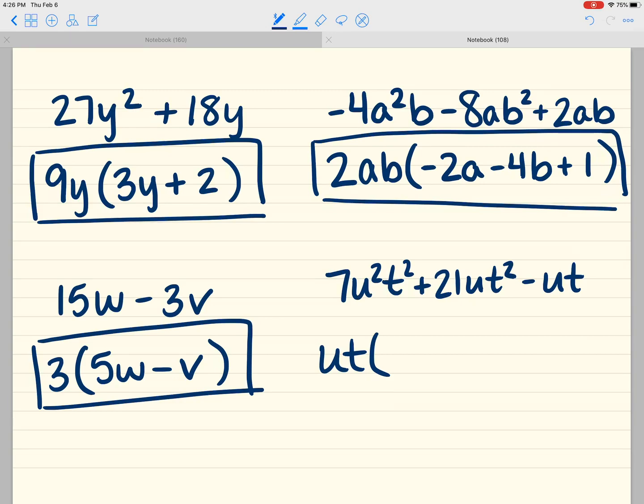Right, so remember when we're dividing, if I'm dividing something that has exponents, I'm basically just subtracting 1 from each of those exponents. So 7's going to stay the same, and that's going to drop it from u squared t squared to just ut. Same thing on my second term. 21's not going to change. If I take u away, that would cancel out, and I'd be left with just 21t. On my last term, if I factor out exactly what's there, ut divided by ut would leave you with just 1.